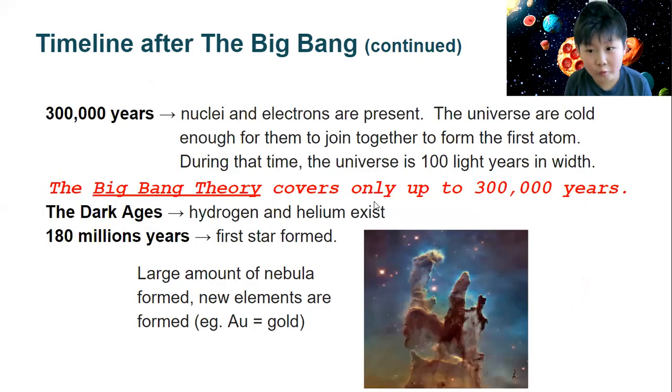300,000 years after the Big Bang, nuclei and electrons are present. The universe is cold enough for them to join together to form the first atoms. During that time, the universe is 100 light years in width. The Big Bang theory covers only up to this point, the Dark Ages.